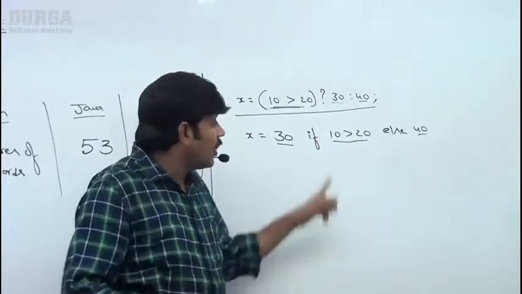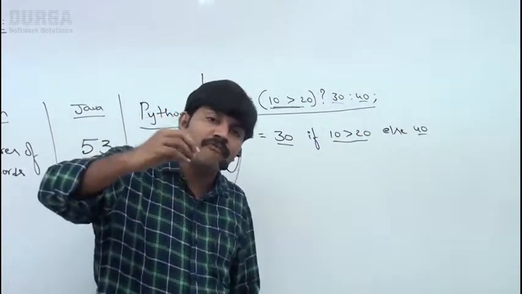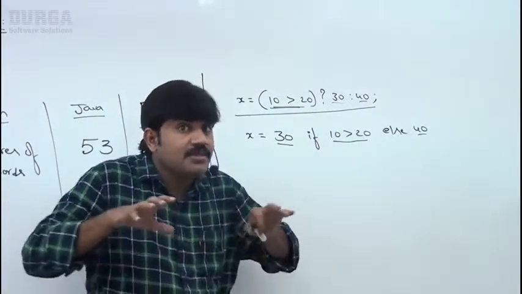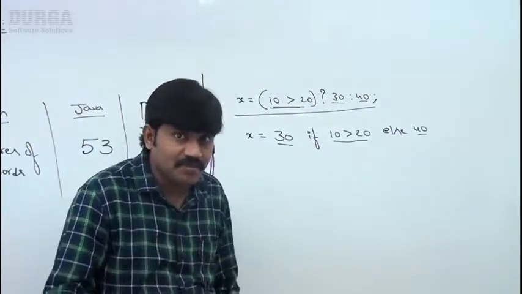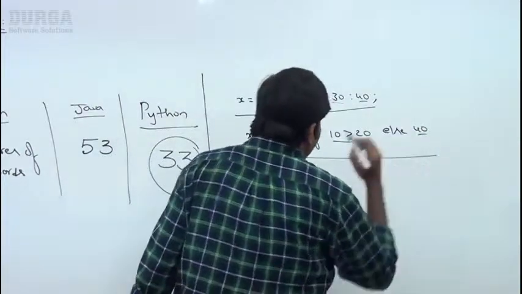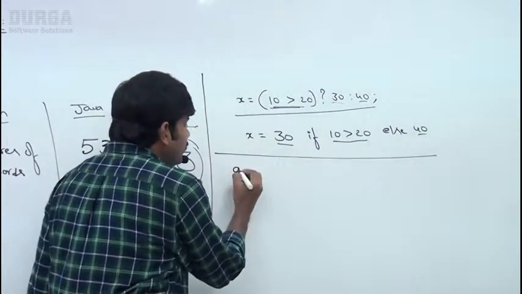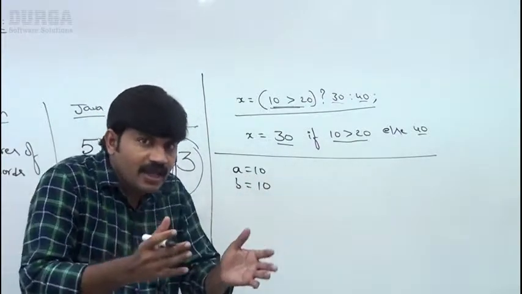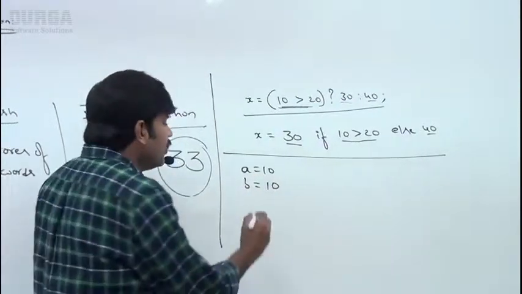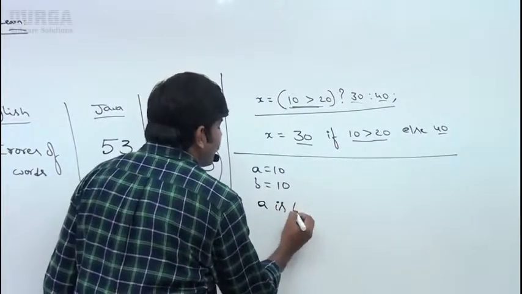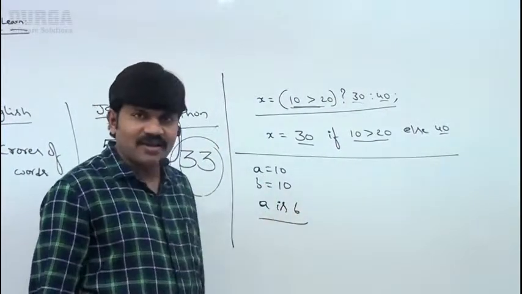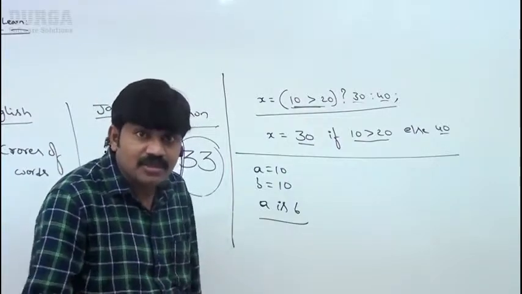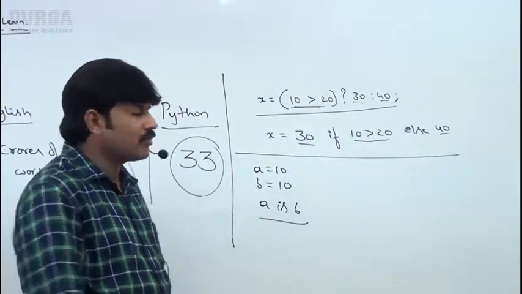Remember that, sir, not only the conditional operator, almost every syntax in Python is very simple and resembles the English language, right? Suppose, sir, I have a is equal to 10, b is equal to 10. I want to check whether a and b are both equal or not. a is b or not. Are you getting, a is b or not? Both are pointing to the same object, something like a is b or not, like we have to ask.